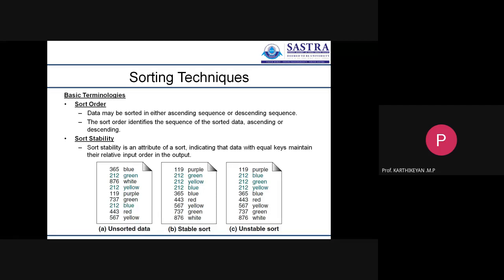But in C, the unstable sort means that if more than one data item has the same key and they are rearranged in the output, differing from the input order, then it is an unstable sort. This is the second important terminology.